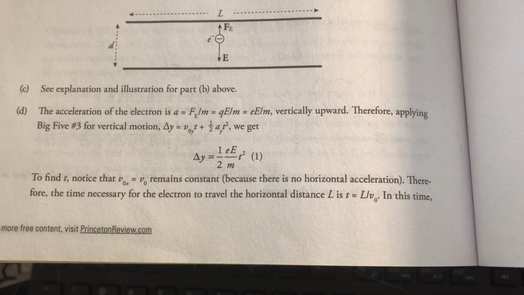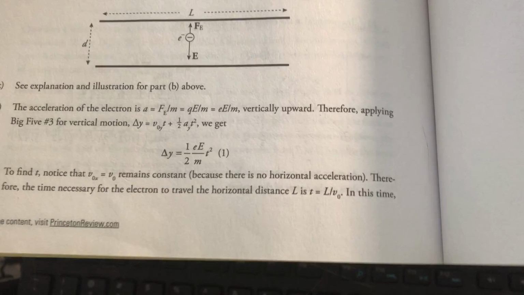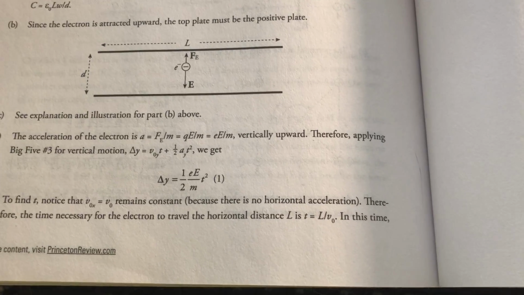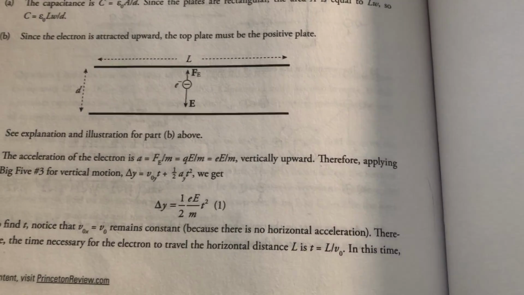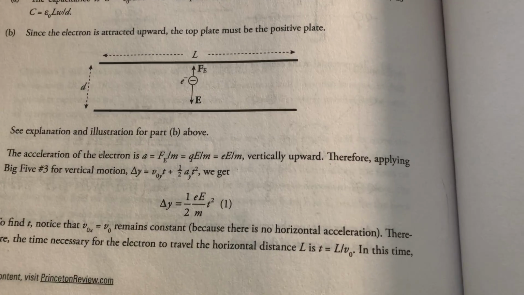Part D. All right, so the main tricky thing here is they're asking us to write our answer in terms of L, D, M, E, and V naught. E is the charge of the electron, no problem there. We've been dealing with charge all the way along.